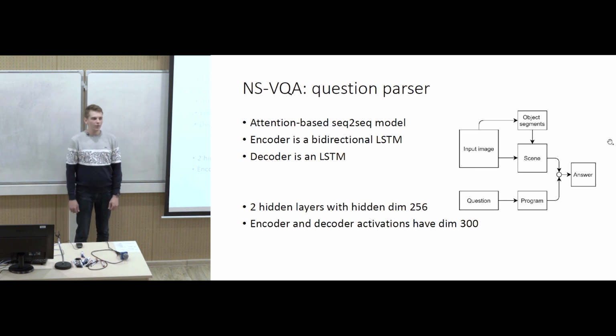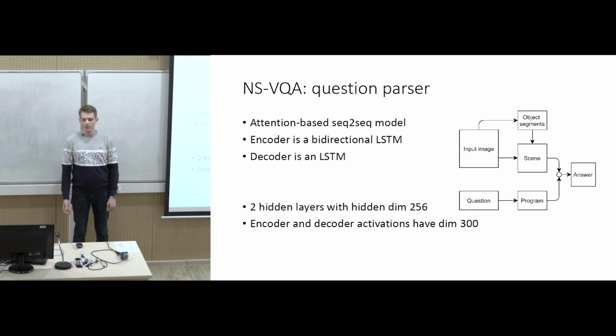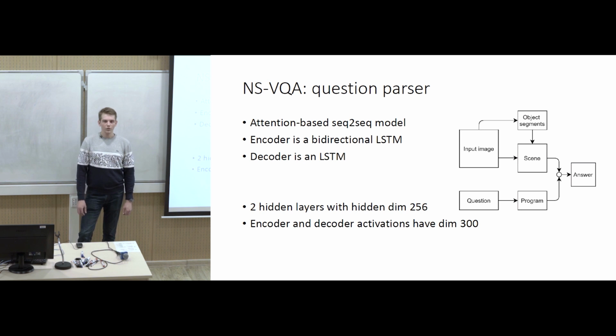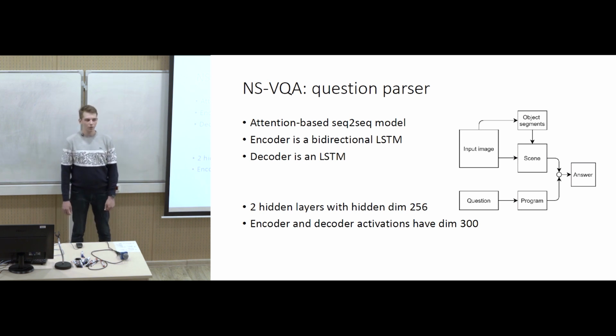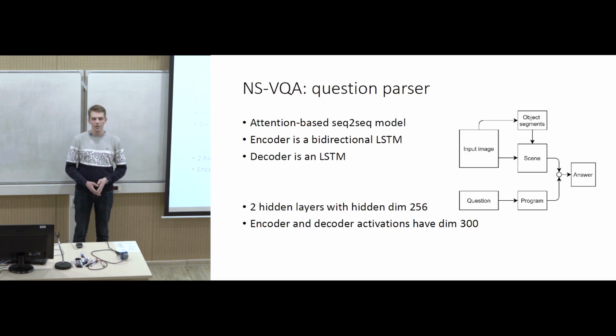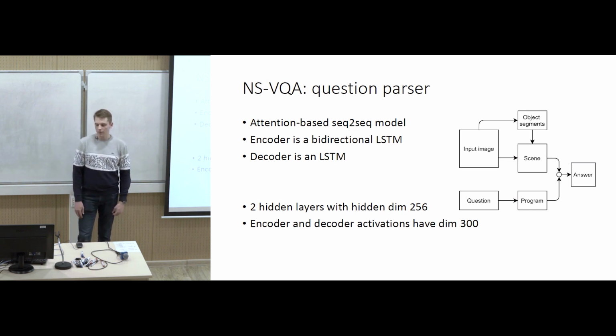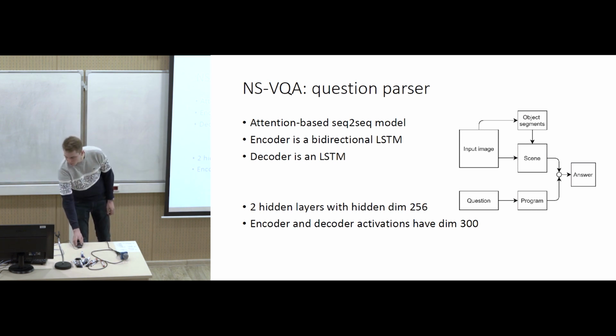As for the second part, we have a question parser that is generally an attention-based sequence-to-sequence model, where the encoder is a bidirectional LSTM and the decoder is an LSTM. As for details, we have two hidden layers with a hidden dimension of 256, and the encoder and decoder activations have the same dimension. It's just a classical way to solve this sequence-to-sequence type of problem.